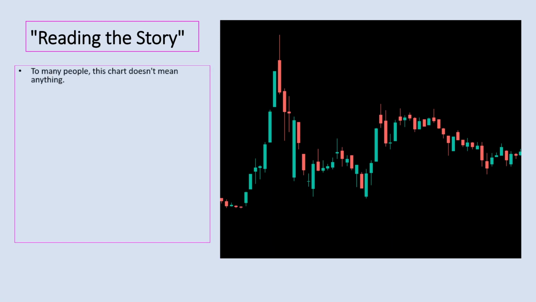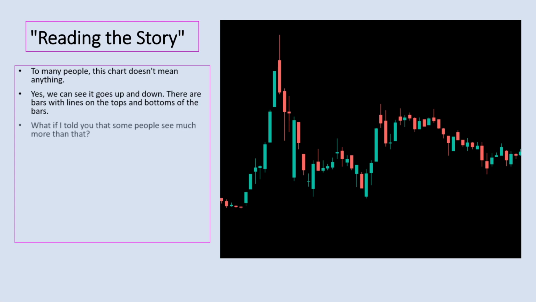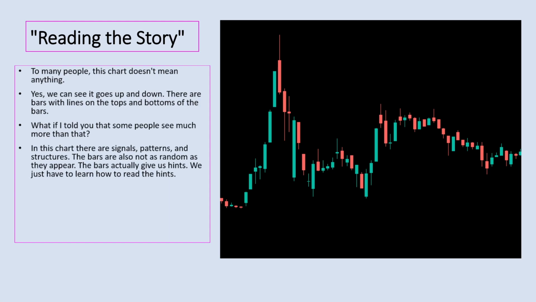To many people, this chart doesn't mean anything, right? It just goes up, it goes down. There's different colors, red, green, right? Some of these bars have lines on the top, some have lines on the bottom, some of them have both lines on the top and bottom, right? But what if I told you that some people see much more than just bars and lines and up and down, right? In this chart, there are signals, patterns, and structures.